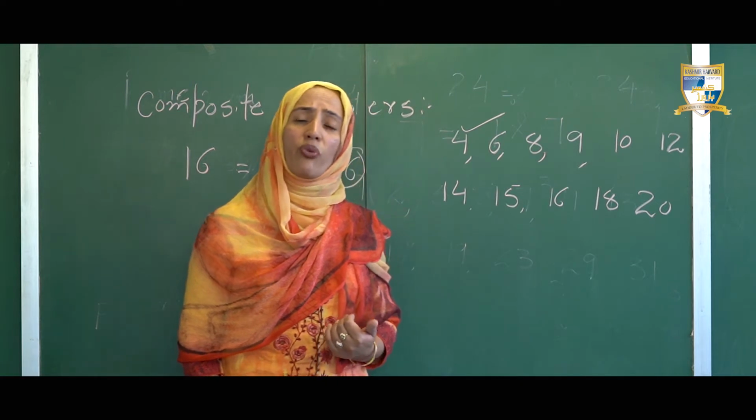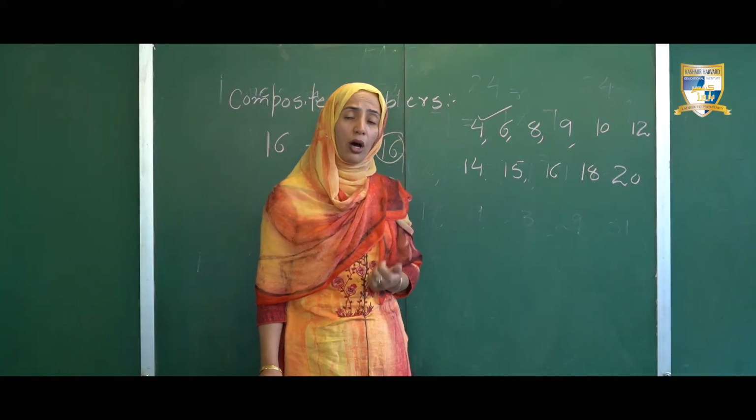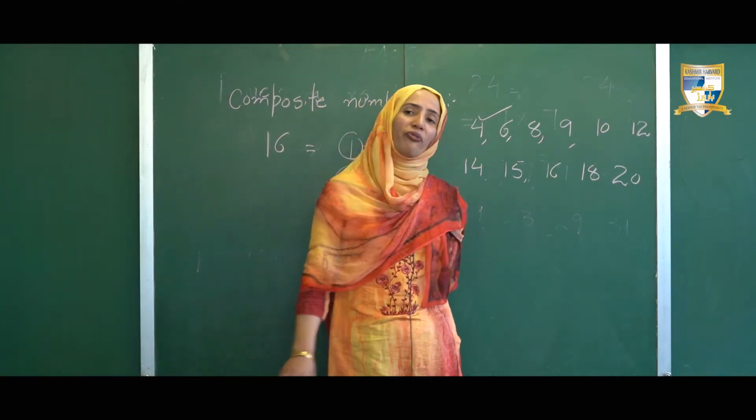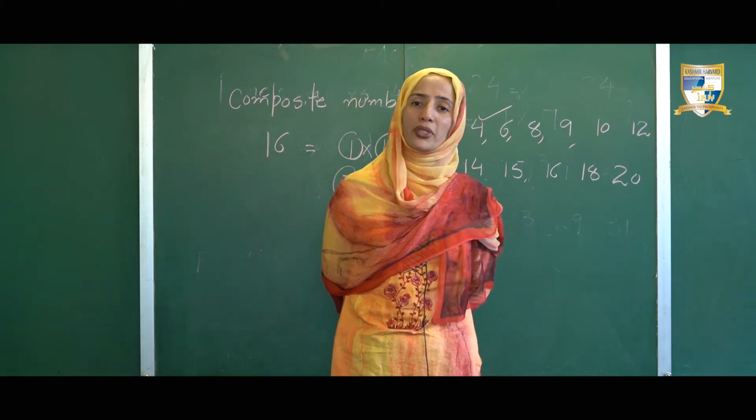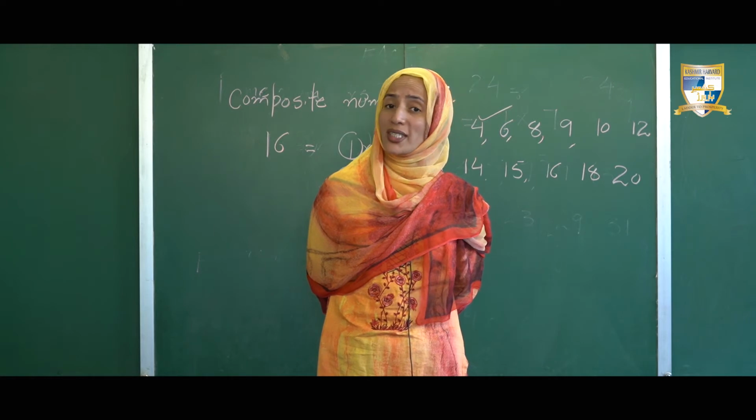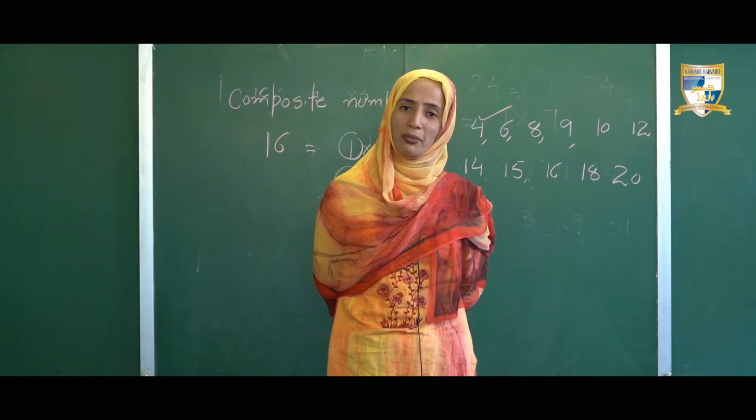We have not talked about 1. So what is 1? Is it a prime number or a composite number? 1 doesn't have 2 factors, so it's not a prime number. 1 doesn't have more than 2 factors, so it's not a composite number. So what is 1? 1 is neither a prime number nor a composite number.